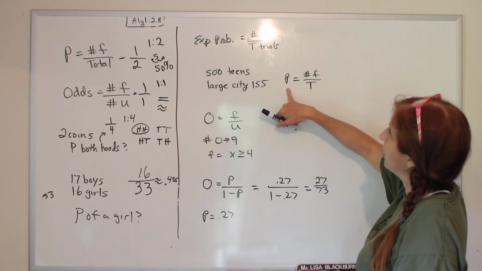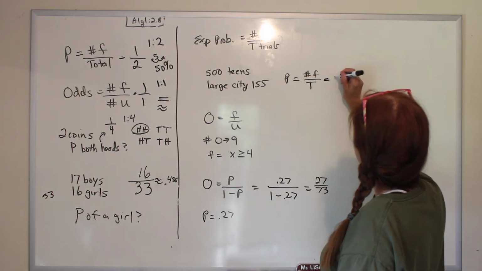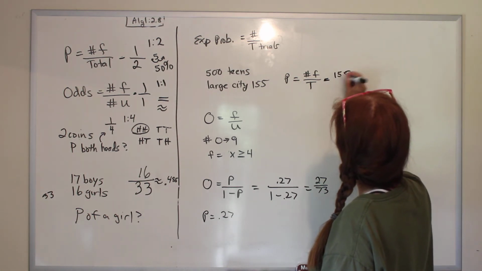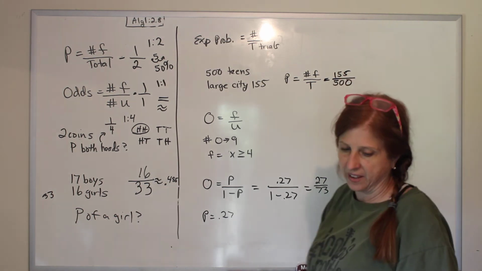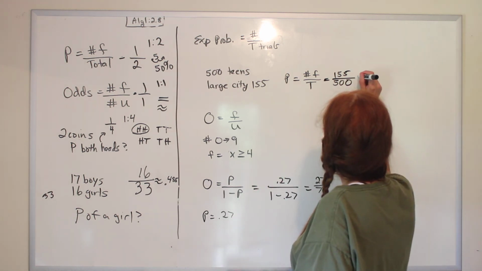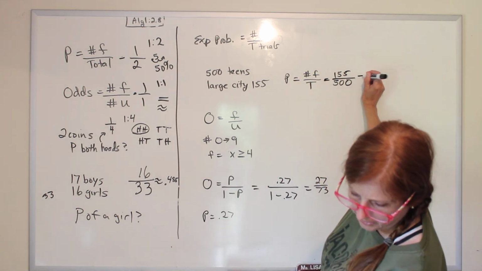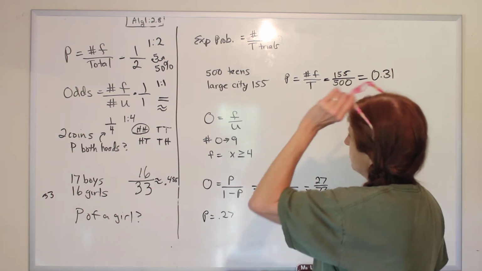The experimental probability is the number of favorable divided by total. Our favorable of living in a large city was 155. Our number of teens surveyed was 500. And then we could reduce that, or is it approximately equal to 0.31? So that was our probability.